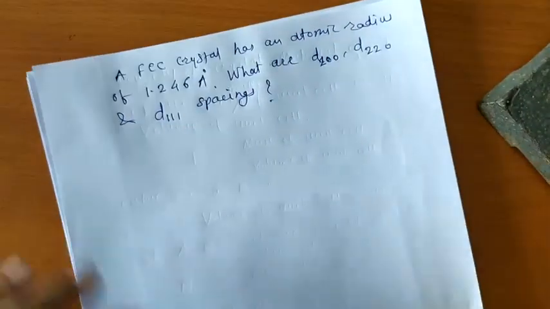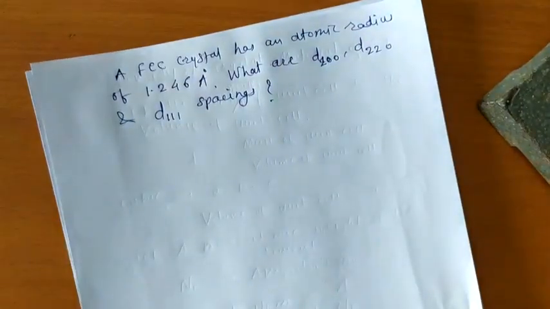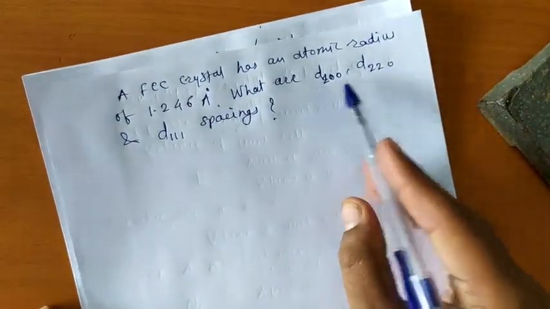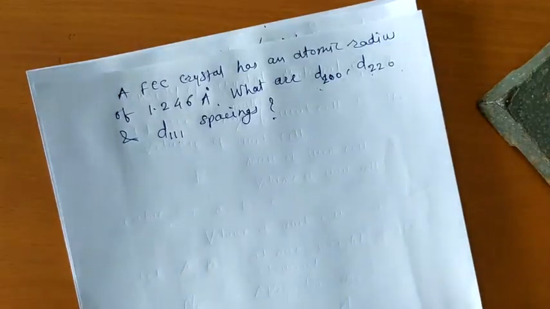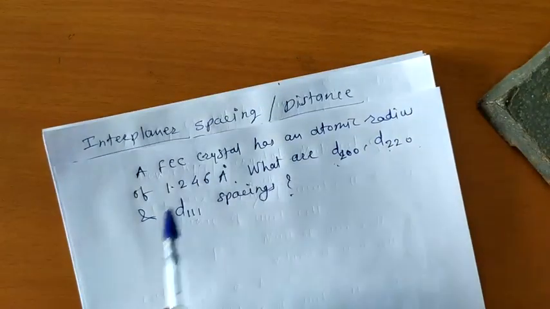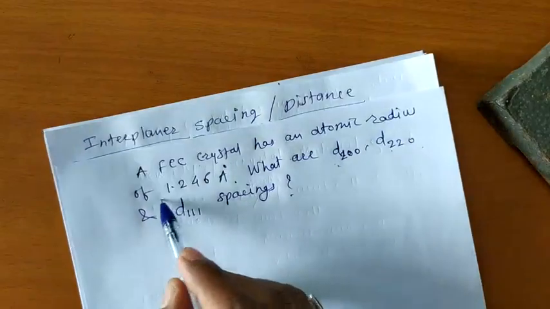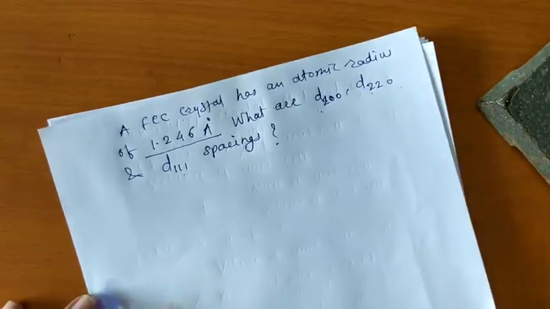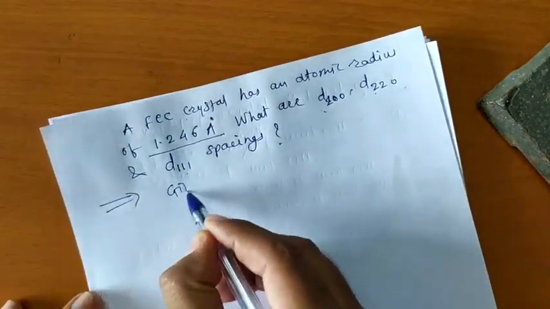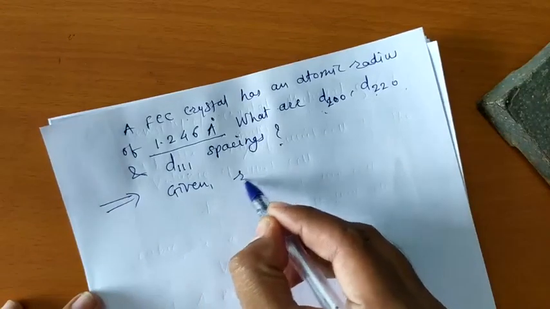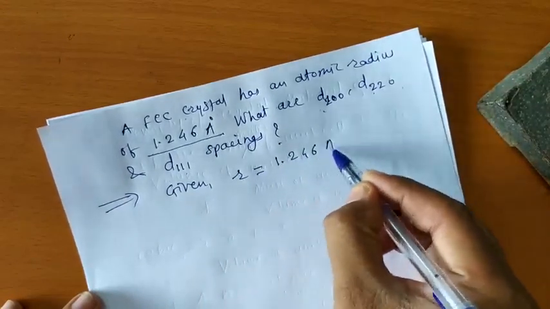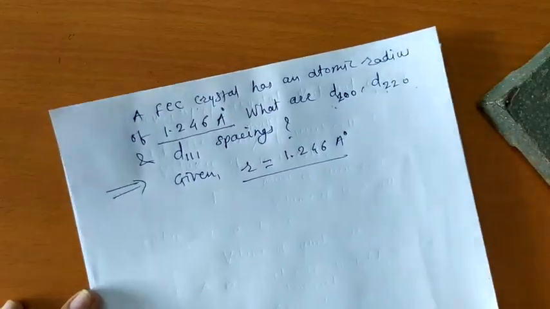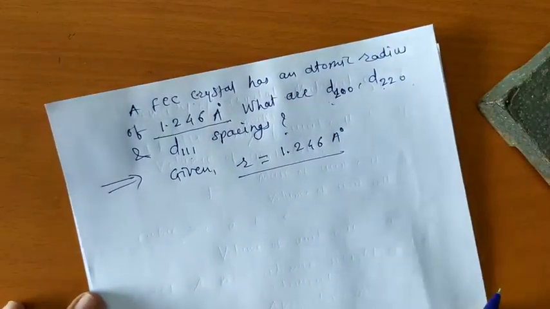आपण कालच्याच लेक्चरमध्ये इंटरप्लेनर स्पेसिंग बघितलं. D200, D220 and D110 याच्यामधलं स्पेसिंग आपल्याला फाइंड आउट करायची आहे FCC क्रिस्टलमध्ये, ज्या क्रिस्टलमध्ये ॲटॉमिक रेडियस दिलेली आहे 1.246 Armstrong. Now we have in this equation given that atomic radius R equal to 1.246 Armstrong unit for the FCC crystal structure, for the FCC crystal.